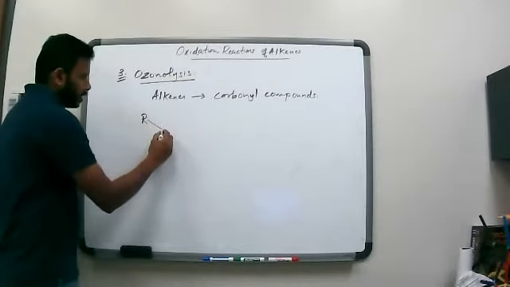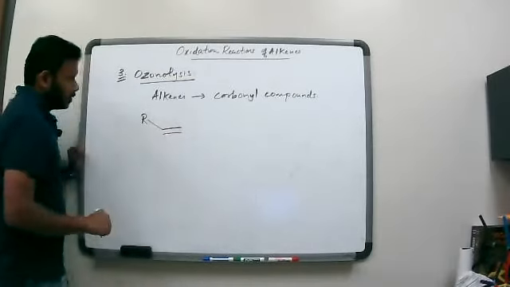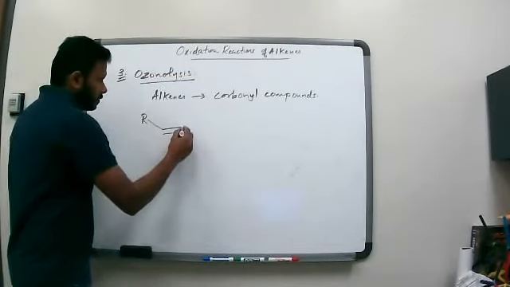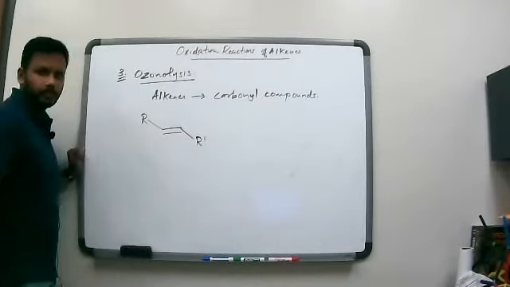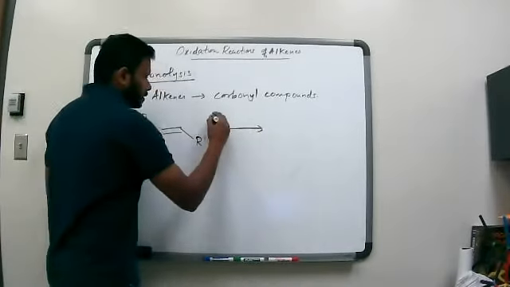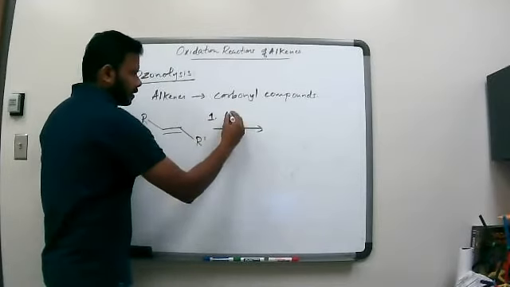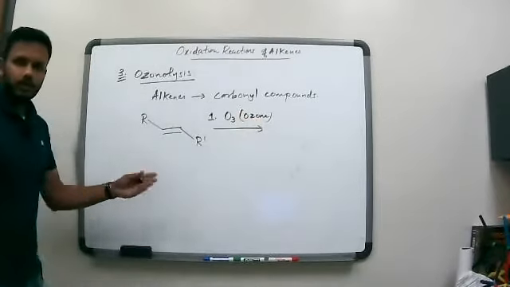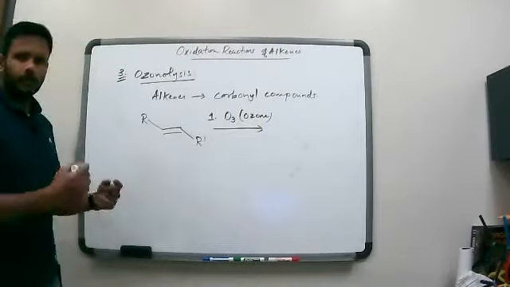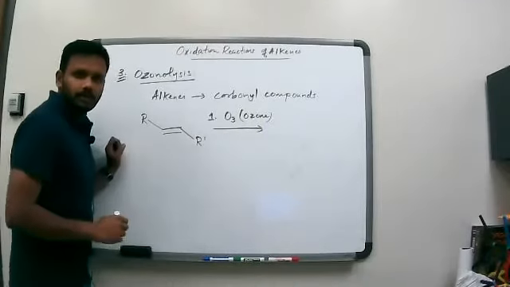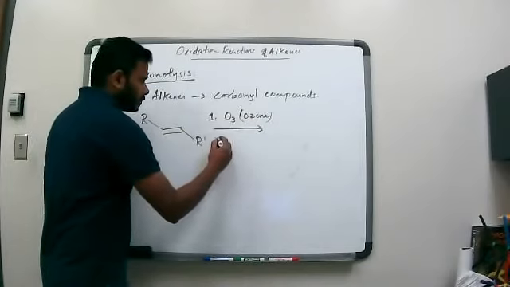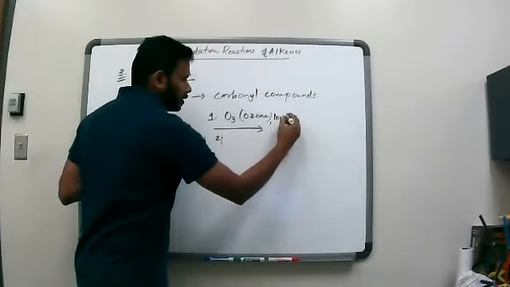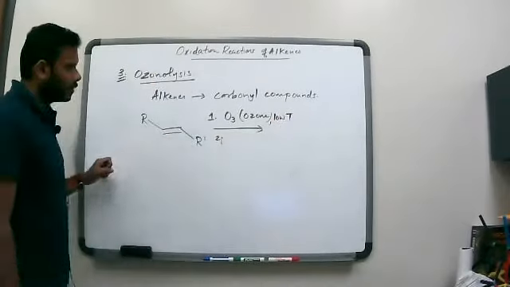you react an alkene. Okay. You react an alkene, let's say we have R and R prime. In this process, which is done stepwise, you react the alkene with ozone. Okay, this is the ozone that's in the atmosphere, the ozone layer that we talk about. Ozone can be used as a reagent. You react with ozone, and this is usually done at very low temperatures.